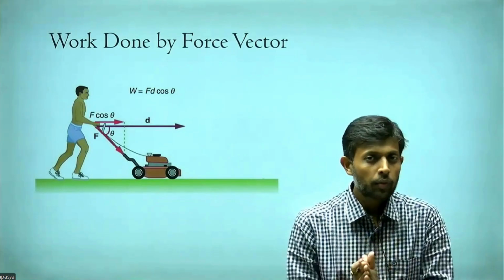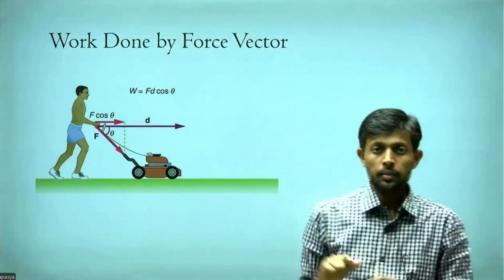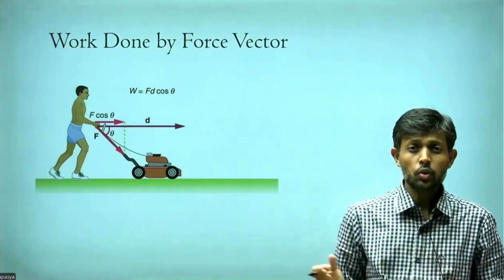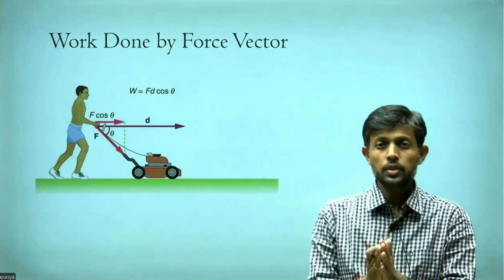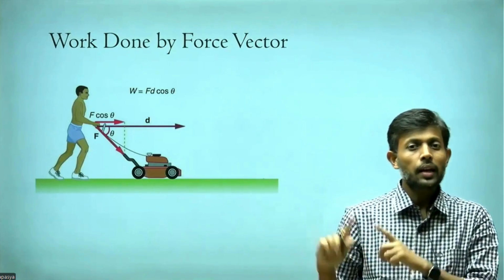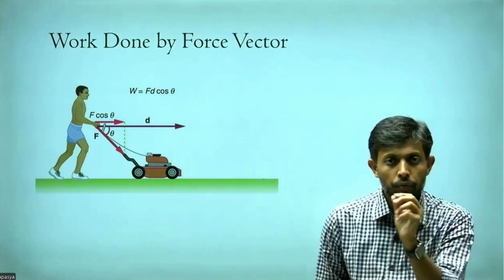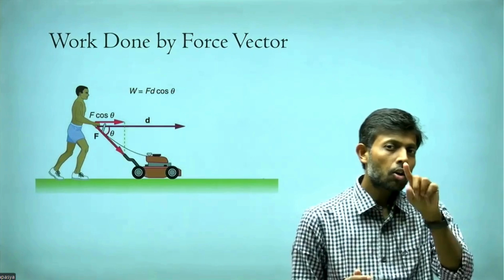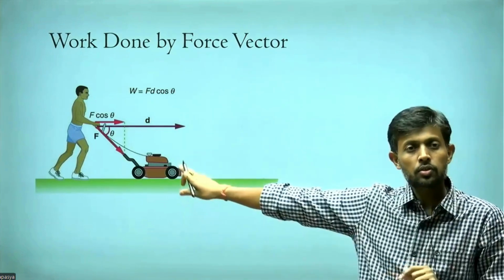Now we are going to quickly revise the expression for work done. All of us know that the work done by any force is given by force into displacement. But this time we are going to write it in vector form. What if the force and the displacement are not in the same direction? An example is shown here.